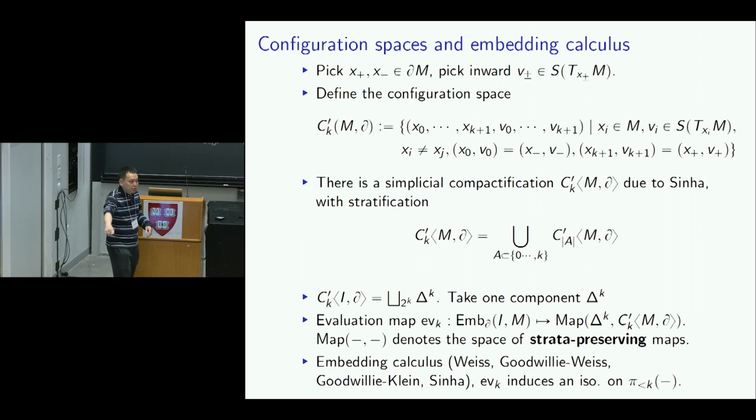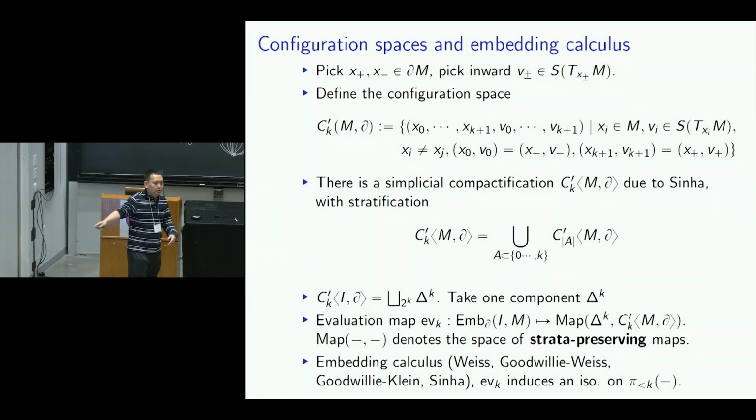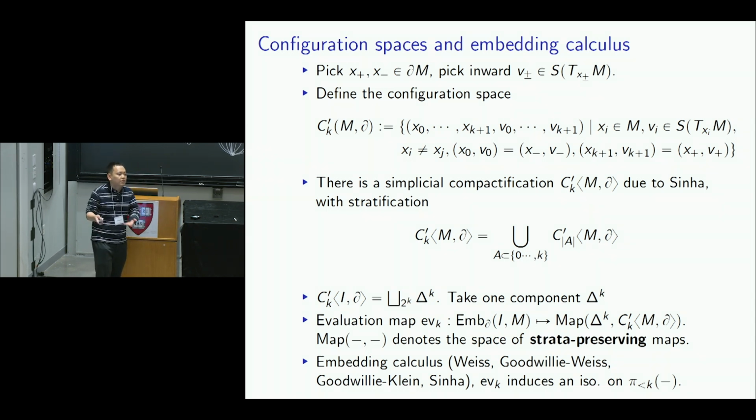Which is easier to understand, because for the right-hand side there is a spectral sequence from the homotopy groups of configuration spaces that converges to the homotopy groups of the right-hand side. So the right-hand side is more accessible from homotopy theory.